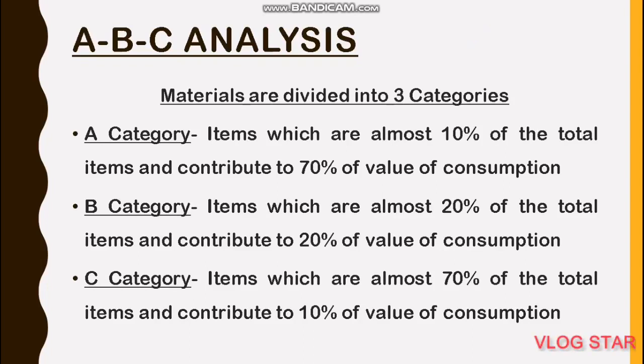C category includes the cheap value items which are almost 70% of the total items and they only contribute to the 10% of value of consumption. In this way, we categorize our inventory into three categories A, B, C on the basis of their consumption and the basis of their value of consumption.